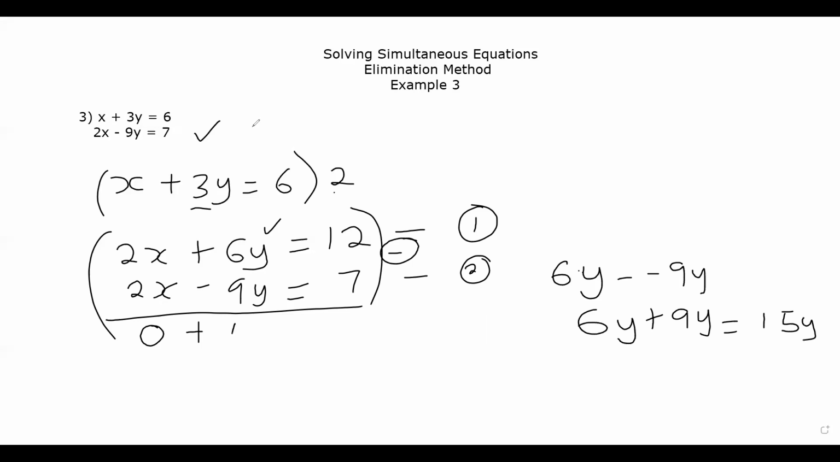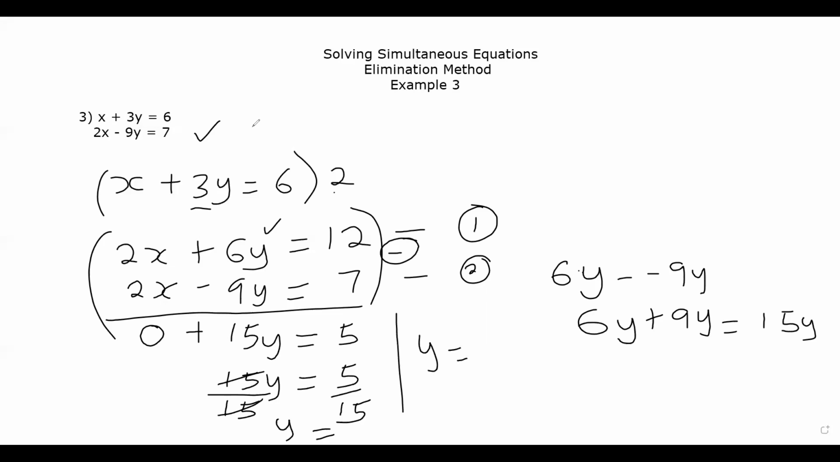So here we get 15y equals 5, because 12 minus 7 gives me 5, correct? So 0 plus 15y gives me 15y, which equals 5. If I divide both sides by 15, this will give me y equals 5 over 15, which is 1 over 3. So y equals 1 over 3.